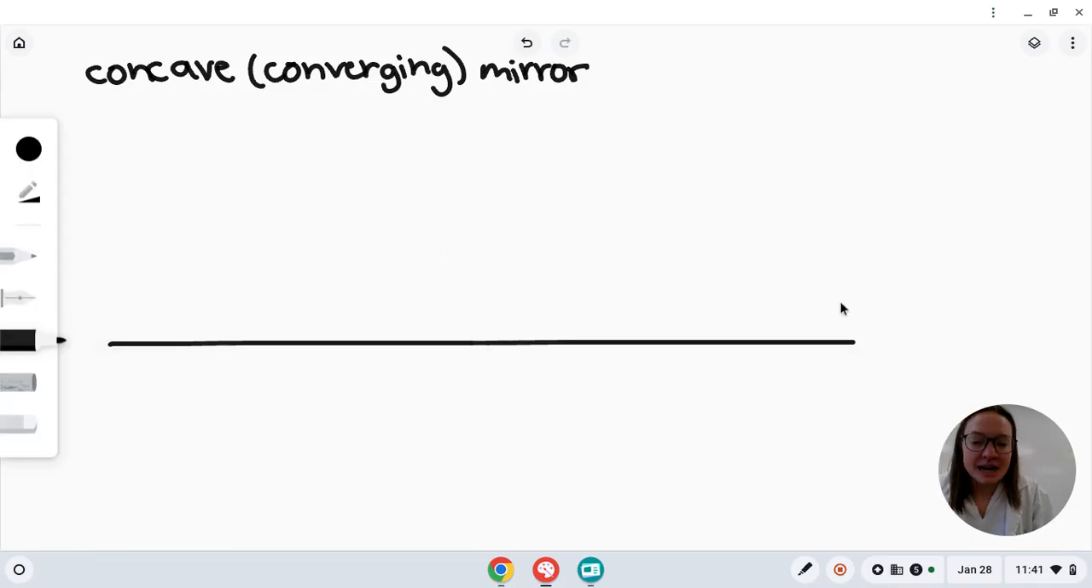This time, when we draw our mirrors, we're not going to draw a nice straight line like we did for a plane mirror. Instead, we're going to draw a nice concave mirror. The way that you're going to do this is you're going to use your little compass. Okay, here's what you're going to do. You are going to get your compass to a reasonable size.